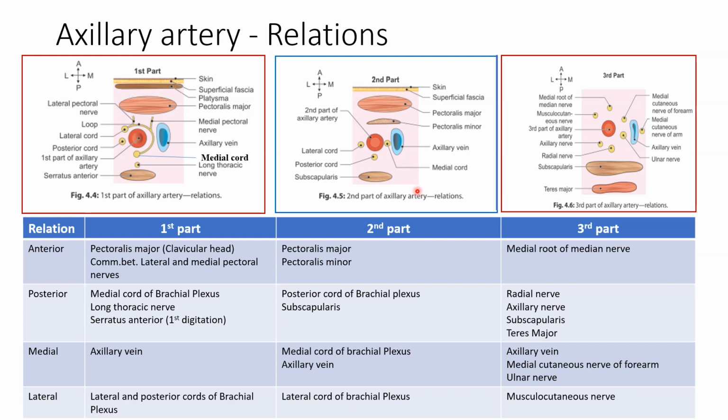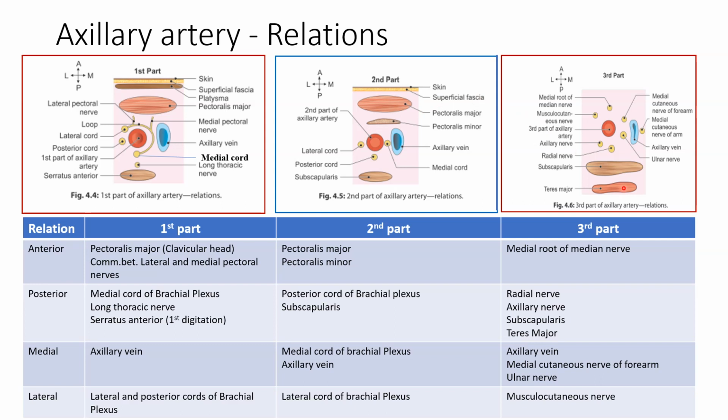Coming to the second part of axillary artery, it is related anteriorly to the pectoralis major and minor muscles, and posteriorly is the posterior cord of brachial plexus and the subscapularis muscle. Medially, it is related to the medial cord of brachial plexus and axillary vein. Laterally, it is related to the lateral cord of brachial plexus.